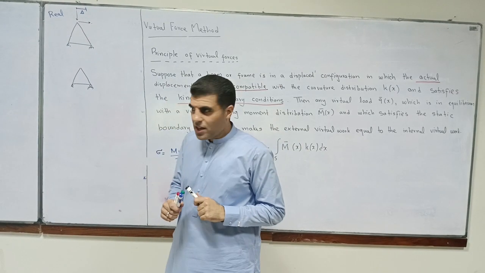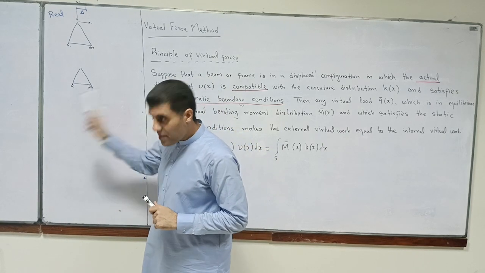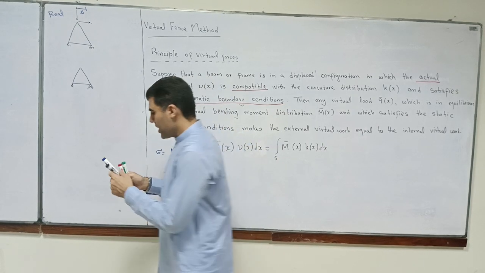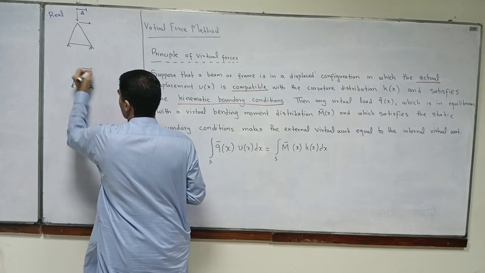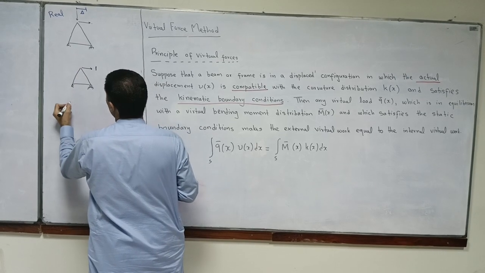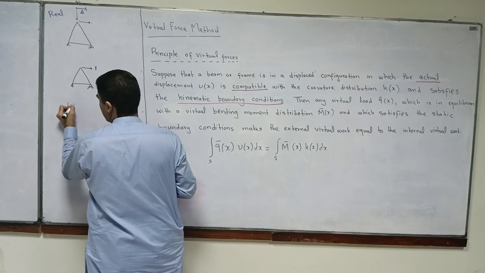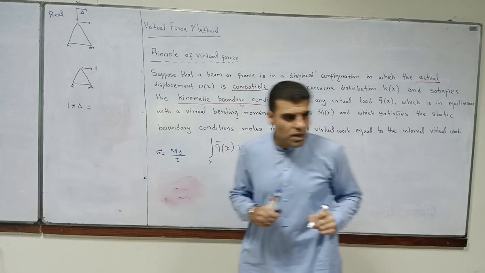So in the x direction I should apply it. What should be the magnitude of this load? 1. So a unit load I should apply. So the external work is 1 times delta, which is equal to the internal work.